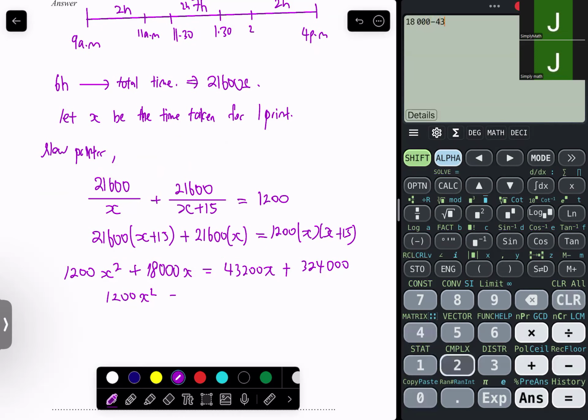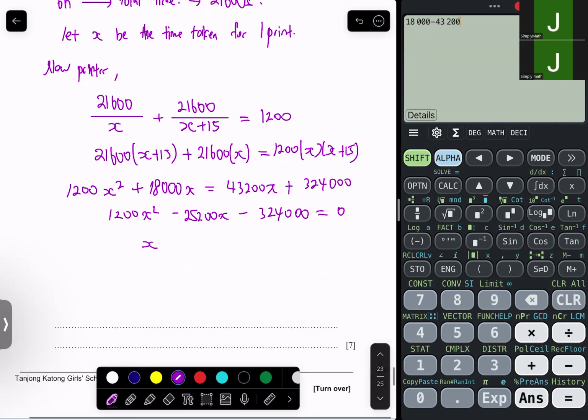18,000 minus 43,200. Okay, minus 25,200 X minus 324,000 equals to 0. Okay, so X equals to, right? Okay, can I divide by 1,200? Okay, I believe so. Okay, 25,200 divided by 1,200, 21. So X squared minus 21X minus 324,000 divided by 1,200, okay, minus 270 equals to 0.